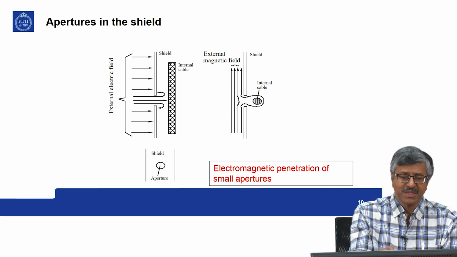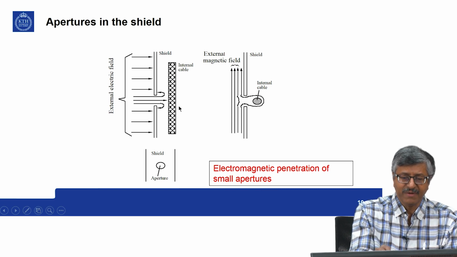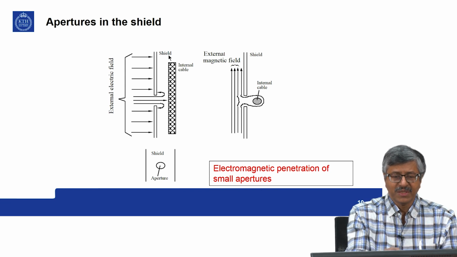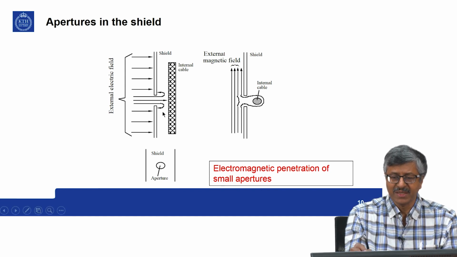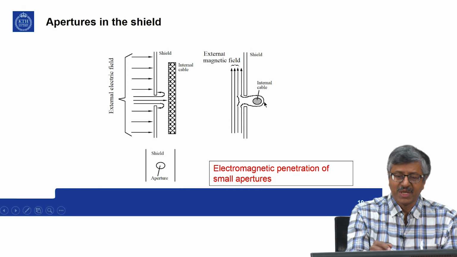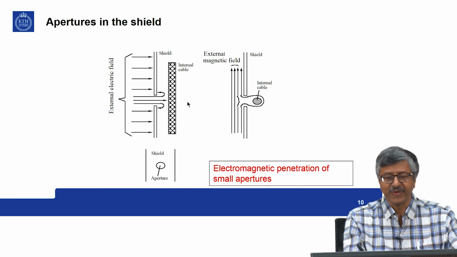So, the problem with apertures is that suppose you have a cable running along the aperture, then you will have field terminating on the cable and inducing some voltages and currents on it. So, this is the electric field shown here, and this is the magnetic field coupling with the internal cable. So, the larger the aperture, the more of this type of stray fields penetrating the aperture. Now, how do you handle those apertures? How can you reduce those fields penetrating?